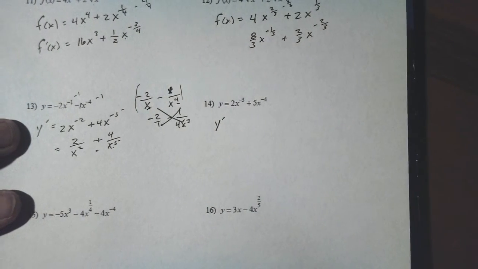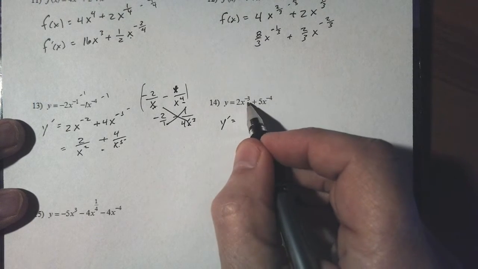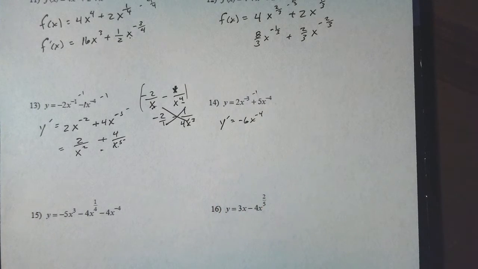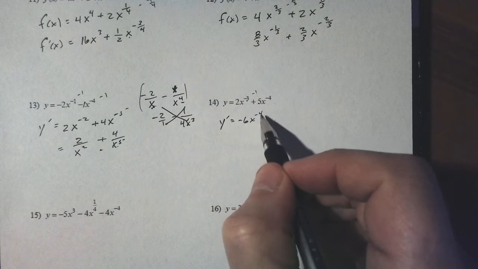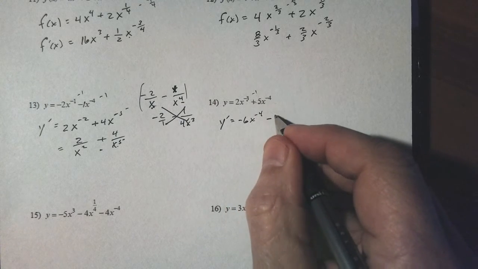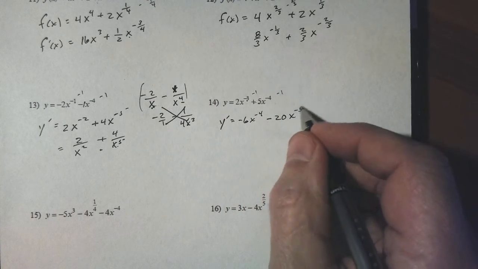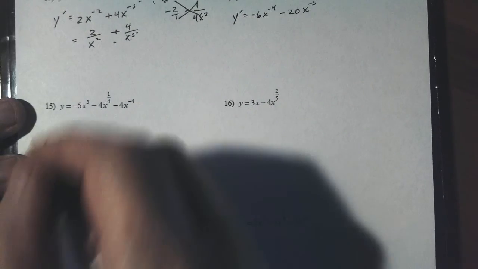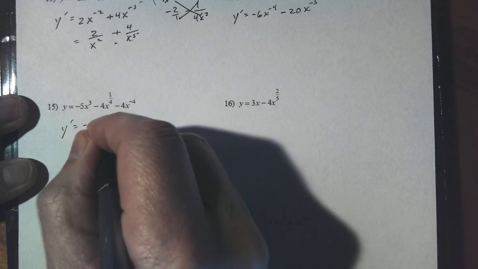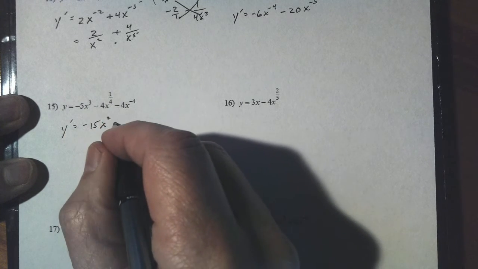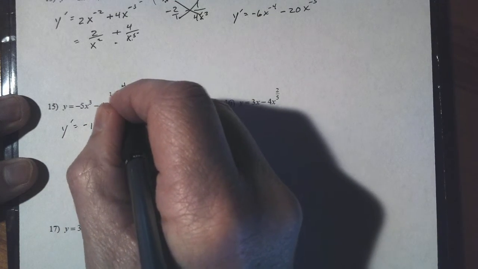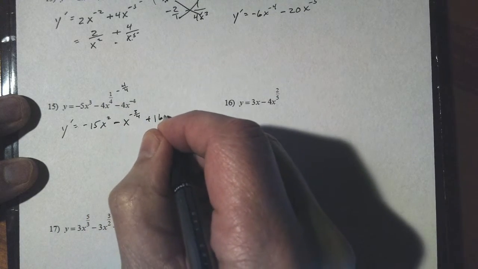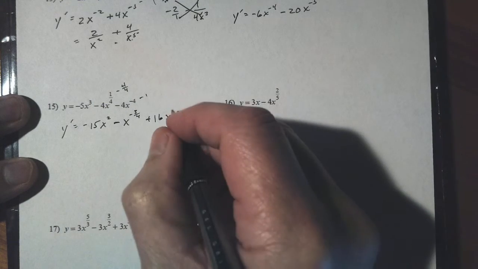Y prime, give it a quick try. -3 times 2, -6x reduced by 1, -4. As you might guess, I'll see a -2 pop up for a problem here as an exponent. 5 times -4 minus 20x reduce it by 1, -5. All right. Y prime, 3 times -5, -15x to the 2nd. 4 times 1/4, convenient, 1. X to the reduce this by 1, or 4/4, -3/4. -4 times -4 plus 16x to the reduce this by 1 to the -5th.